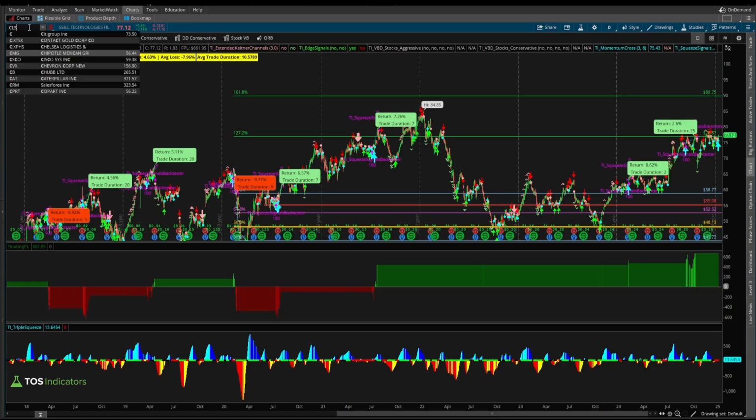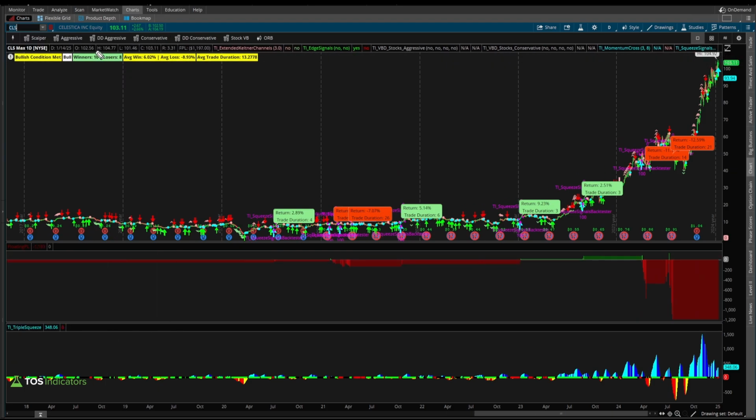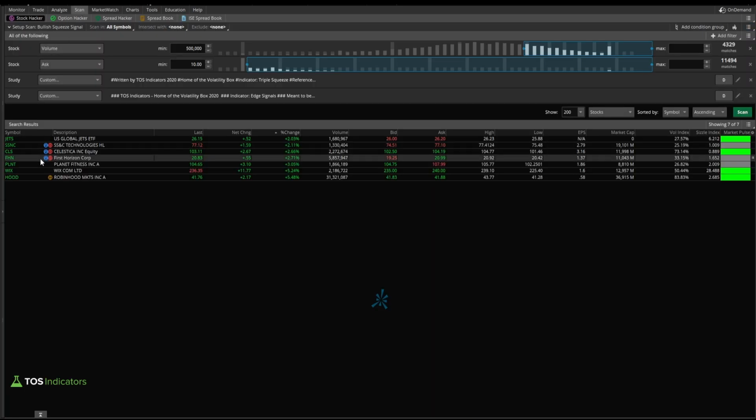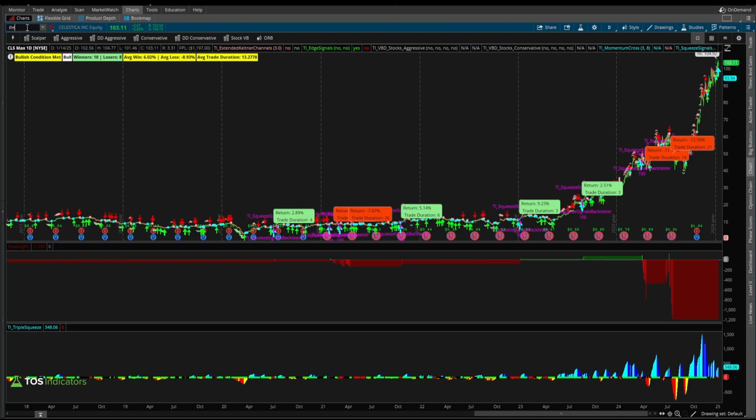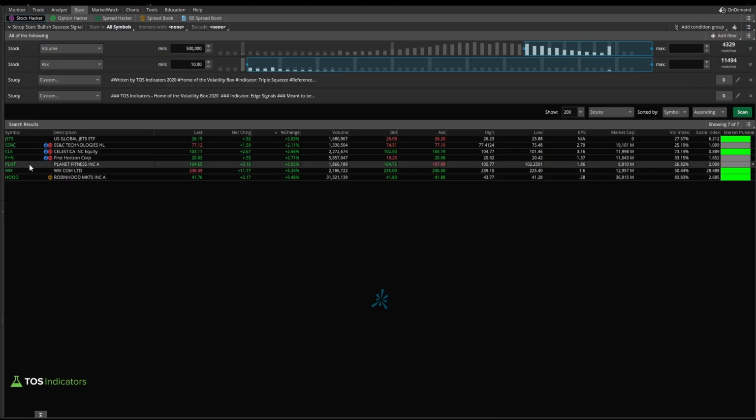Next up, CLS. CLS doesn't really backtest as well. We don't need to even look at the labels here to see that this P&L graph is red. We can skip it. So I'm going to ignore CLS, move on to First Horizon, FHN. FHN, same thing, red P&L graph, we can skip it.